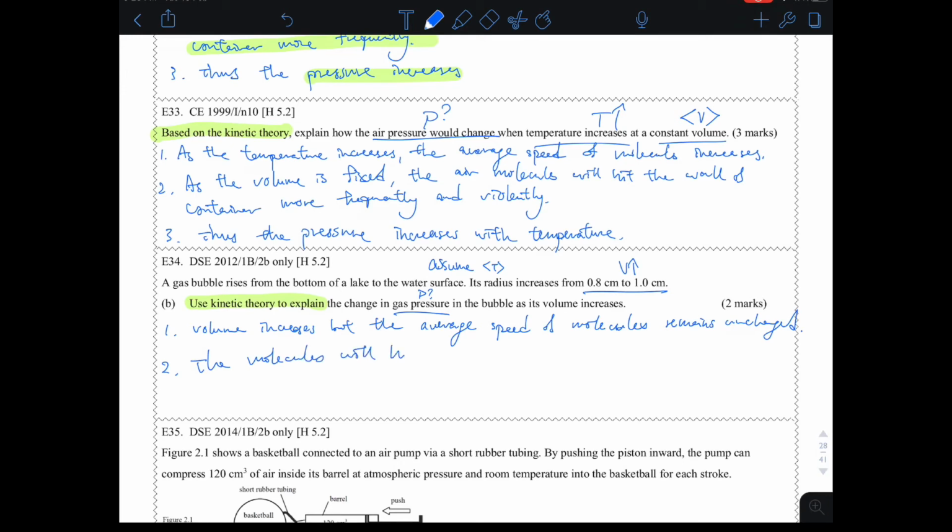The molecules will hit the inner surface of the bubble less frequently. Therefore, the pressure decreases.